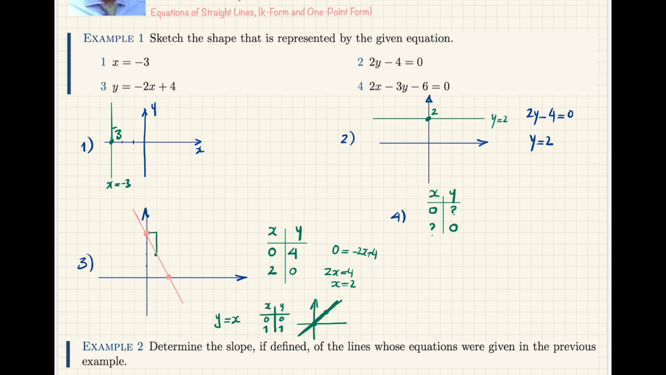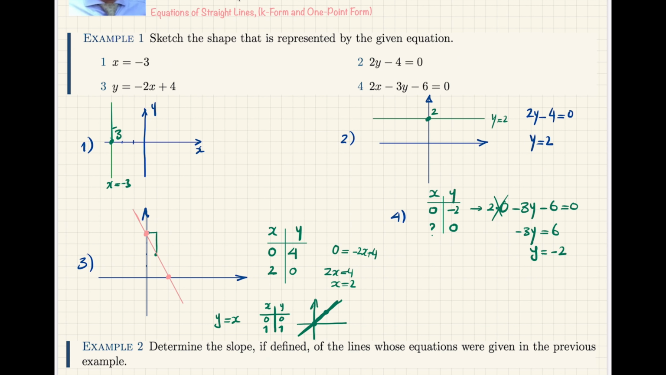What is the first question? It's very simple. I put x equal to 0. So this gives me 2 times 0 minus 3y minus 6 is equal to 0. This is completely gone. Minus 3y is equal to positive 6. So y is negative 2. So what I need to put for this question mark is negative 2.